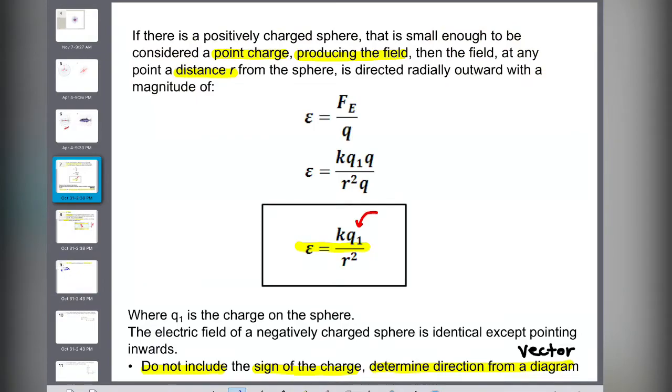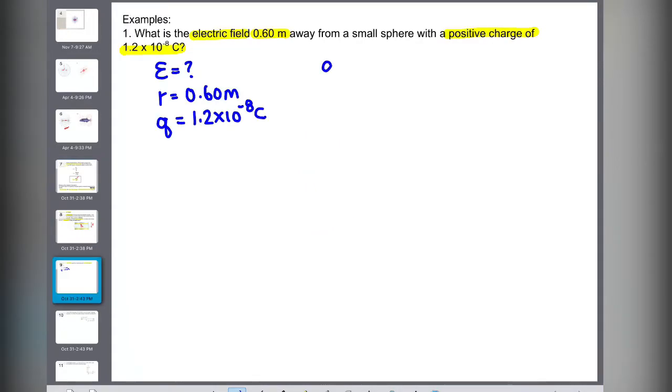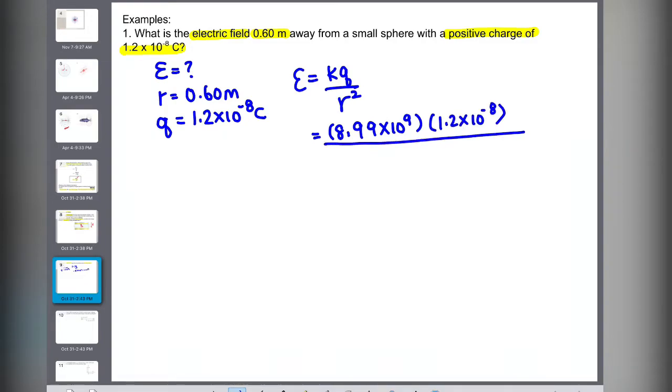So that would be this one, right? I got Q1 and r squared. Hopefully you remember your k is a constant. So I know that epsilon is kQ over r squared. So k is 8.99 times 10 to the 9 times the Q, which is 1.2 times 10 to the negative 8 coulombs, all divided by the radius squared.